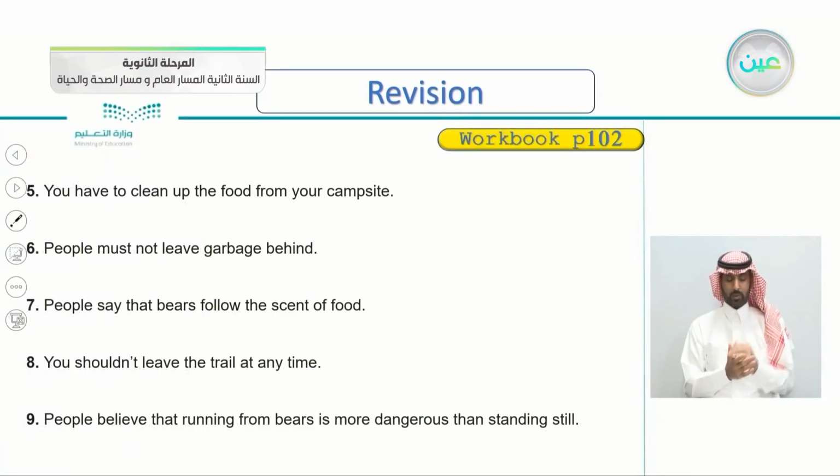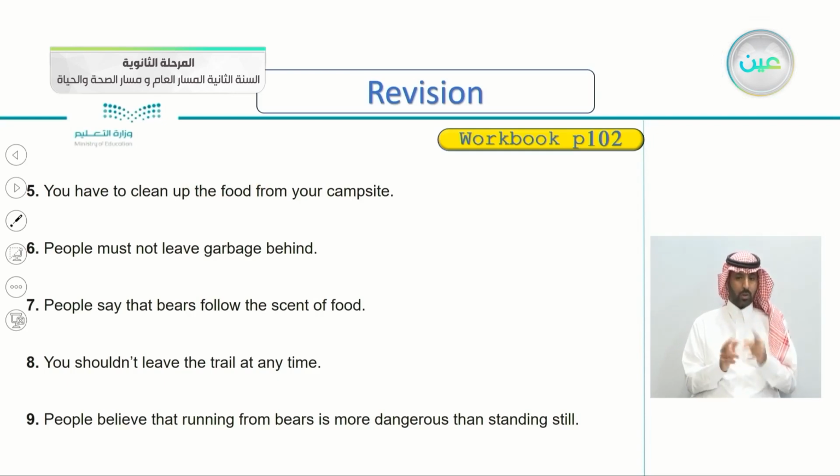Number five, you have to clean up the food from your campsite. You, this is the subject, have to clean up the food from your campsite. So you is the subject. Where is the object? Yes, the food. So we begin with the object. So how do we change it?